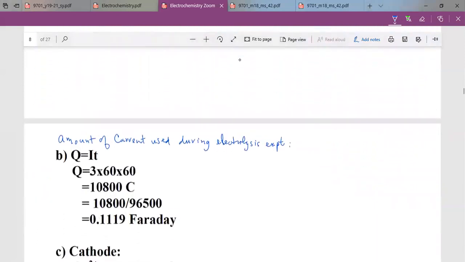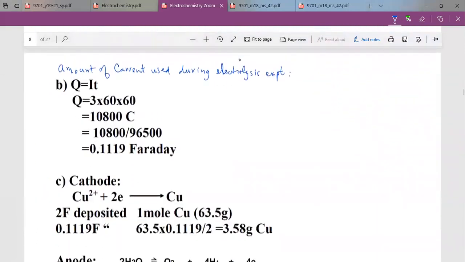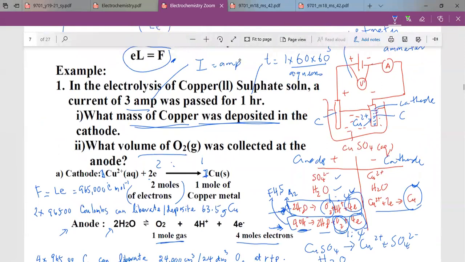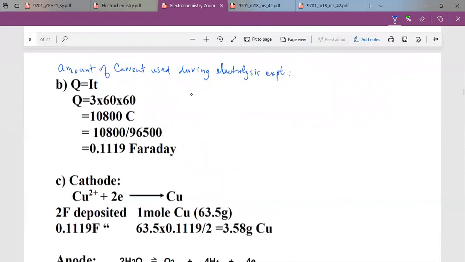Now here, first, of course, we want to find the total current used. Here it was 3 amperes, remember? The current passed through is 3 amperes for 1 hour. So the total amount of charge passed is 3 times 60 because it's 1 hour, 60 minutes, and change it to seconds, times 60. So the total is 10800 coulombs. This is the total charge.